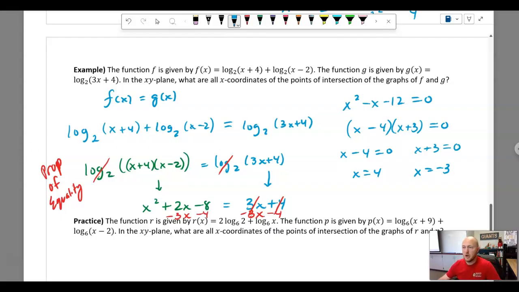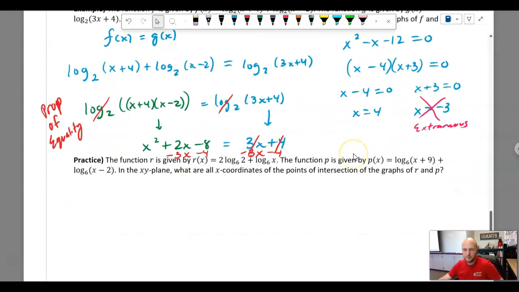Which of these are we going to keep? Well, we got to check. Does it make our argument negative? So let's check 4. 4 plus 4, 8. We're good. 4 minus 2, 2. We're good. Okay, negative 3. Let's plug this in. I get a positive 1. We're good. Negative 3 minus 2. Oh, that is negative. Oh my gosh, this one is extraneous or not valid. Okay, so x equals 4 is our solution.